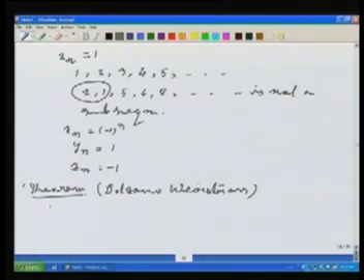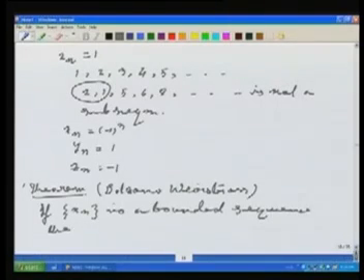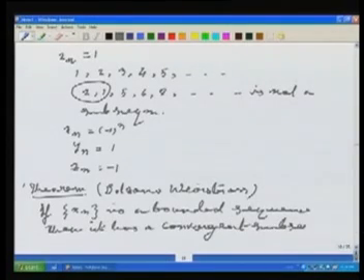Well, the statement of the theorem says that if xn is a bounded sequence, then it has a convergent subsequence. We will see the proof of this actually follows as a corollary of the nested interval theorem.